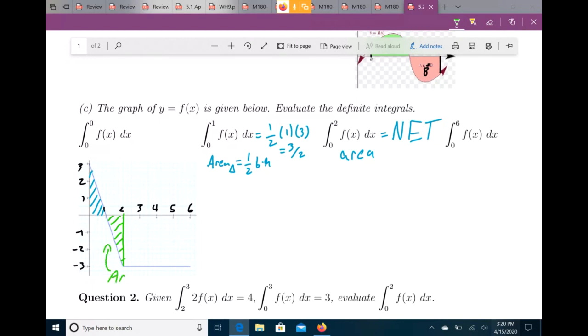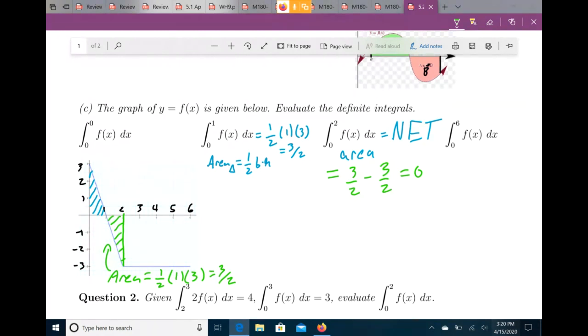This area here is also just 1/2 base times height, where the base of this triangle is 1 and the height is 3. But we take it to be negative area. So this will be 3/2 minus 3/2, or just 0. So the definite integral from 0 to 2 is just 0. Basically, I have equal areas above and below the x-axis.